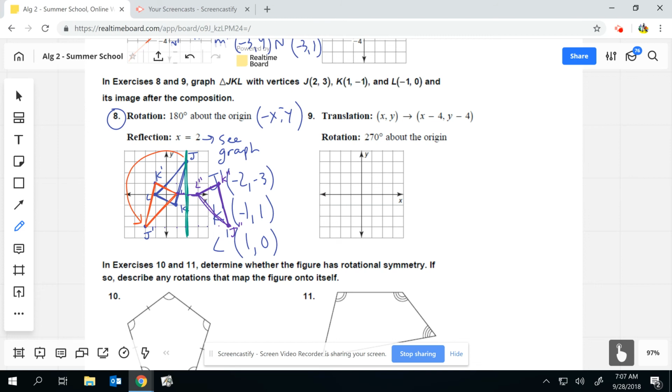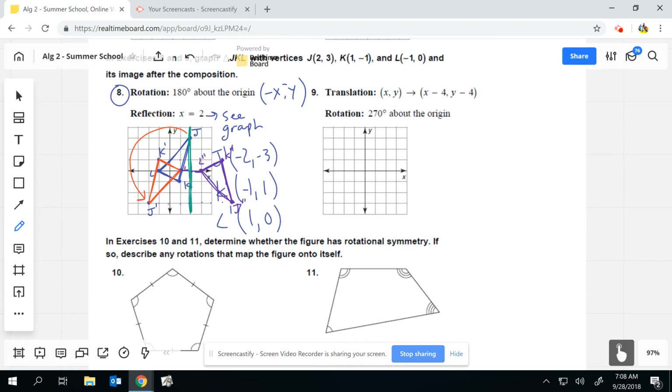Where would it end up? So look, we went from blue to red by a rotation, and then we did a flip across the green line and made the purple one. The purple one is where the shape would end up. That's what they're going to be asking you for.